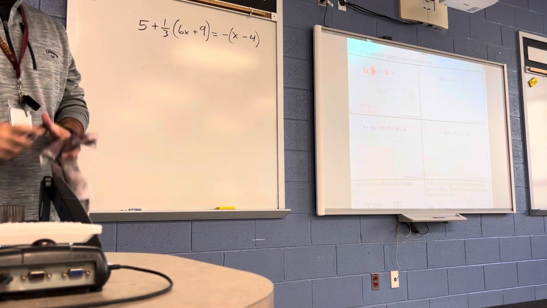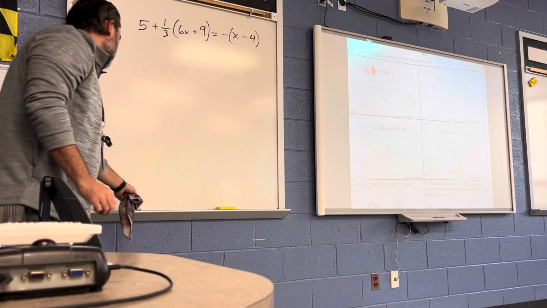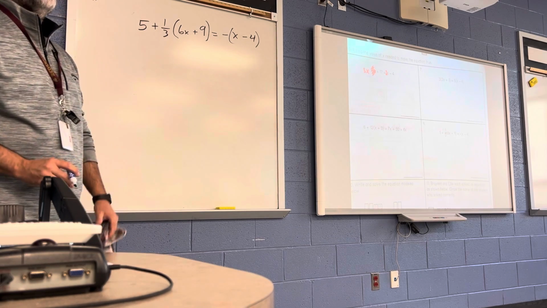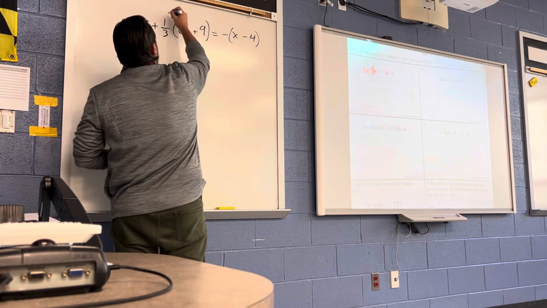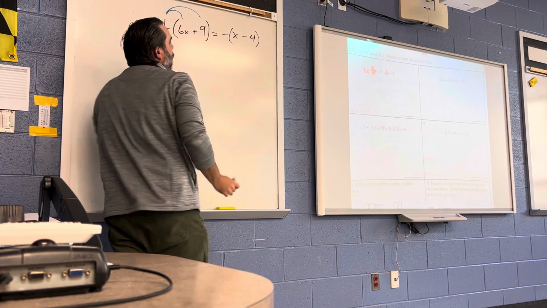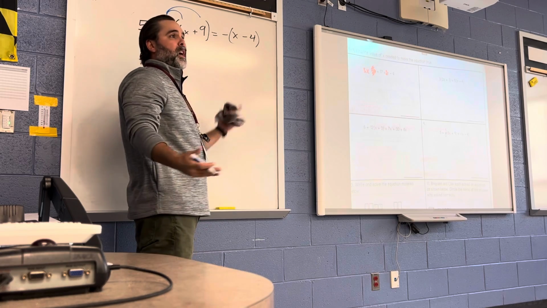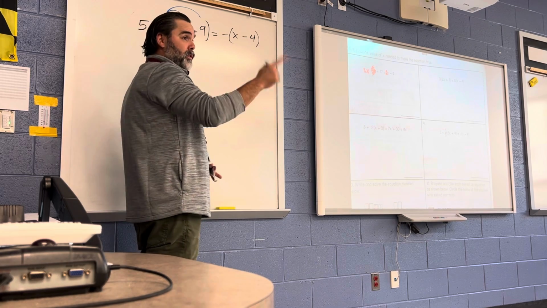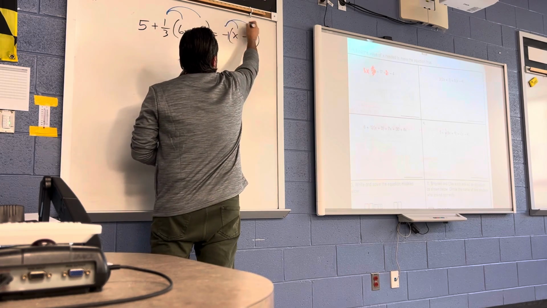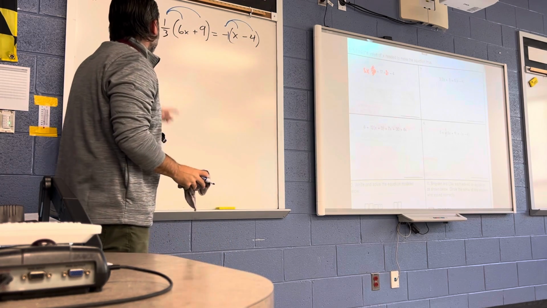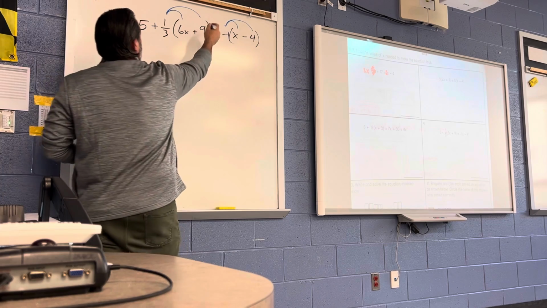First, is there anything in here that can be distributed? Yeah, there's 2 of them, right? What am I distributing on this side? 1/3. What am I distributing on this side? Negative what? There's no number, so it's 1. Negative 1. So we're distributing negative 1. Okay. All right. Bring the 5 down.